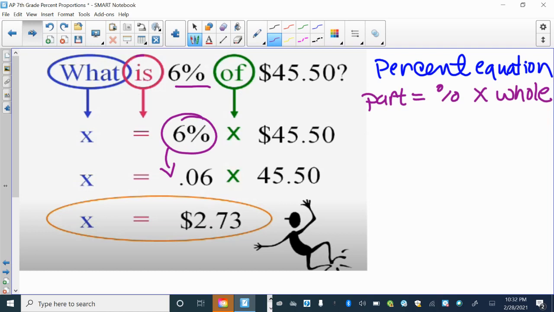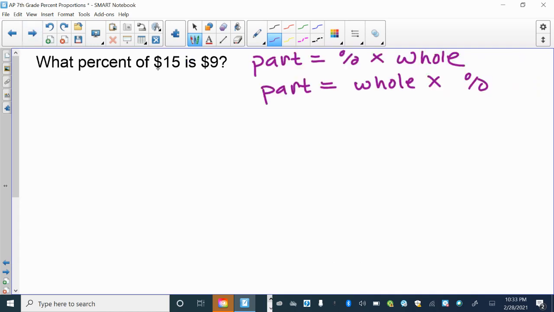Let's try one on our own. What percent of $15 is $9? Here's our percent equation formula. Part equals percent times whole. And because of the commutative property, the order of the whole times the percent does not matter, so I wrote it also as part equals whole times percent.